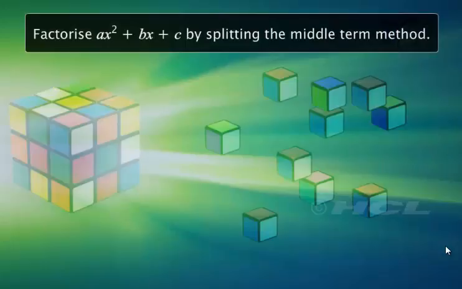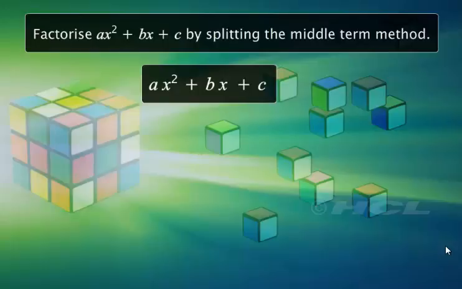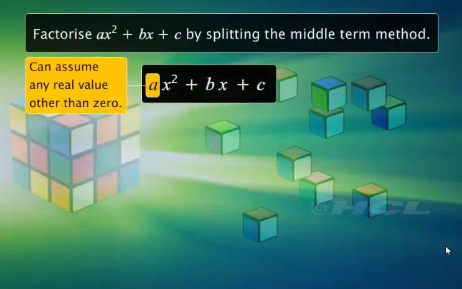Now, let us move one step ahead and use the method of splitting of middle term to factorize the quadratic polynomial ax squared plus bx plus c. Notice that in the earlier example, we have the leading coefficient a equal to 1, but now the leading coefficient can assume any non-zero real value.